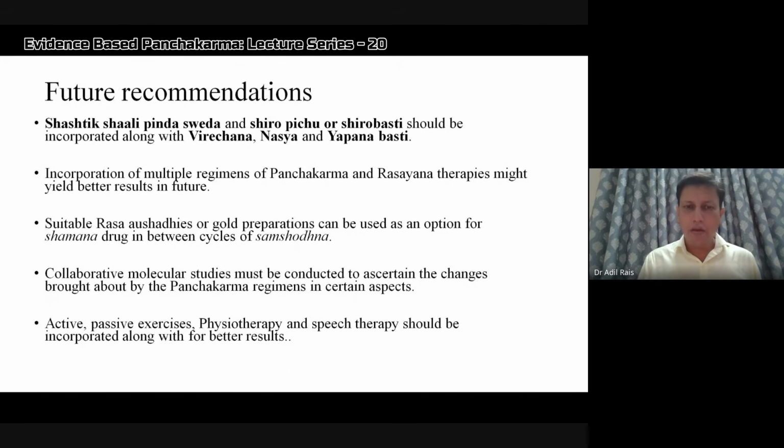Besides that, we have also conducted some studies on stroke with the Institute of Genomics and Integrative Biology, a collaborative study, with this vision only, under the guidance of Dr. Bhavna Prashram. Active, passive exercises, physiotherapy, and speech therapy should also be incorporated along with it for better results. Thank you.